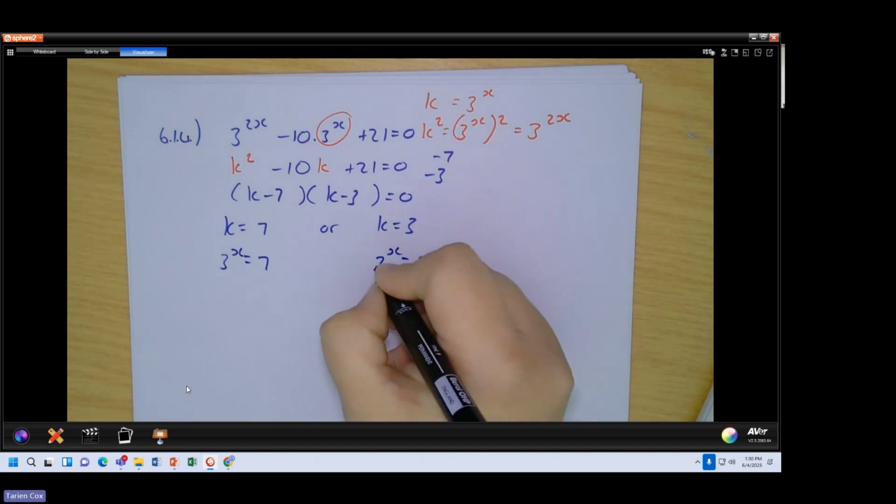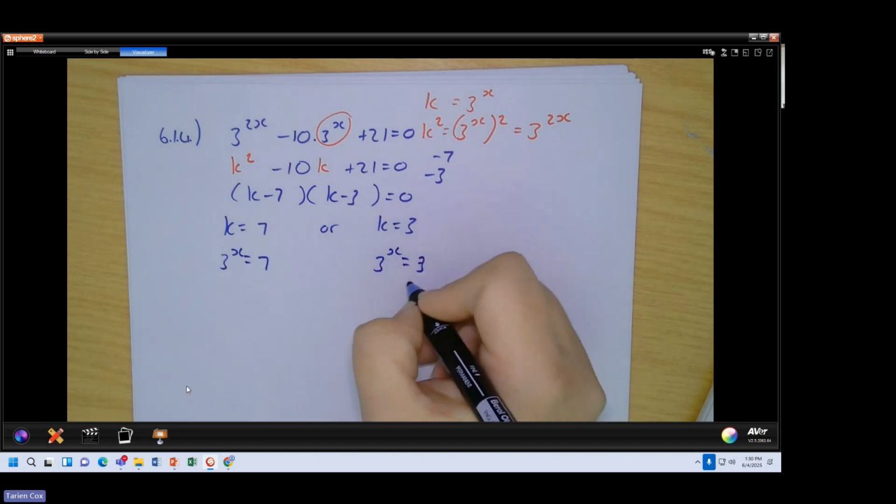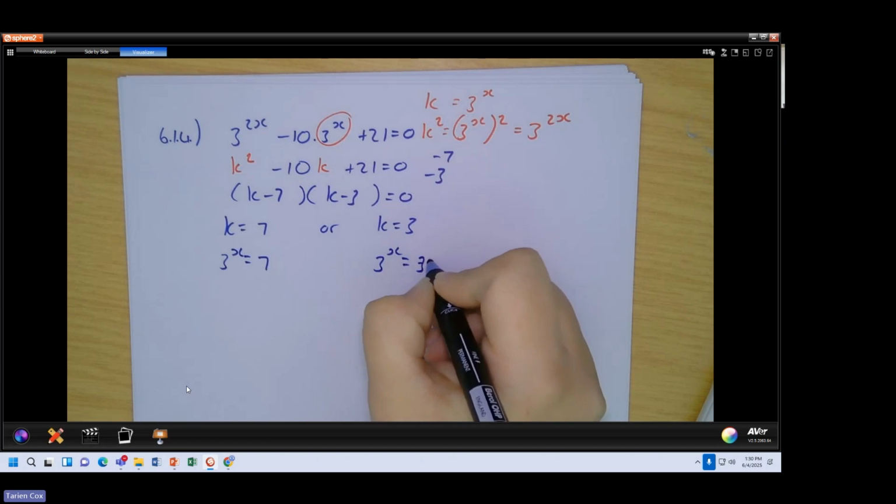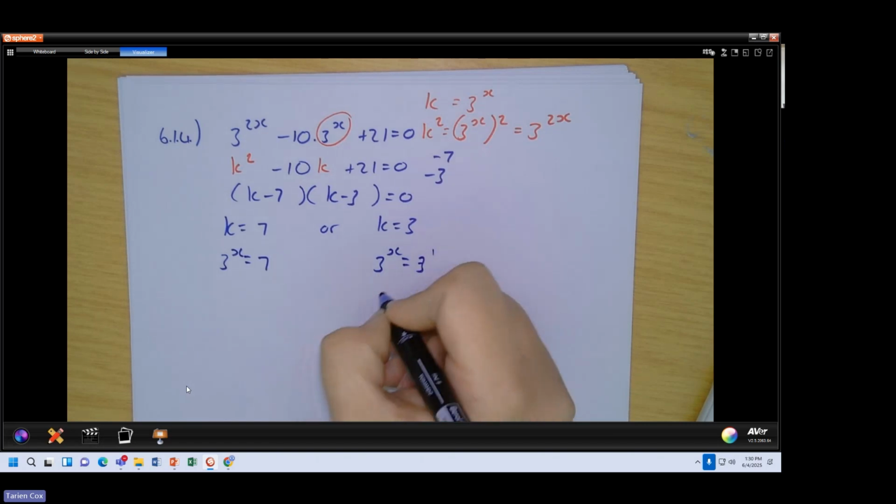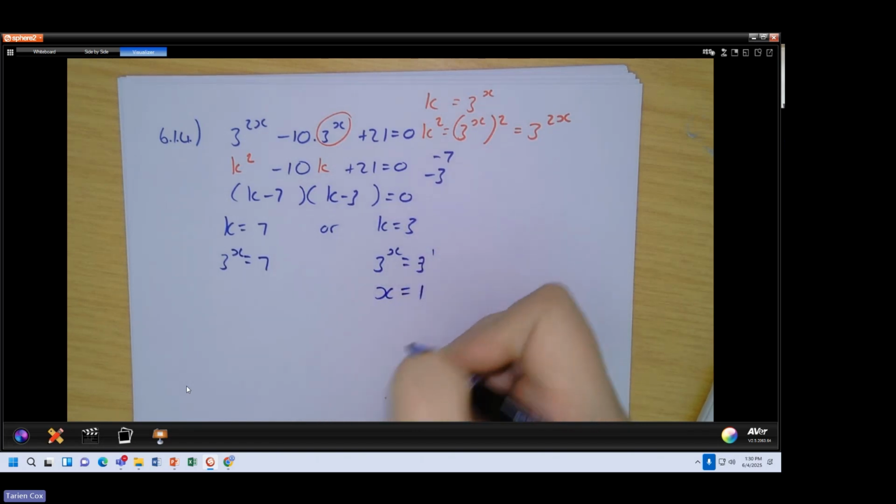I'm going to start off with the easy one, which is this one. As both are 3, this is 3 to the power of 1. If the bases are the same, then bring down the exponents. X will be 1. But then I need to turn to the first one. Now this one is a trickier one.